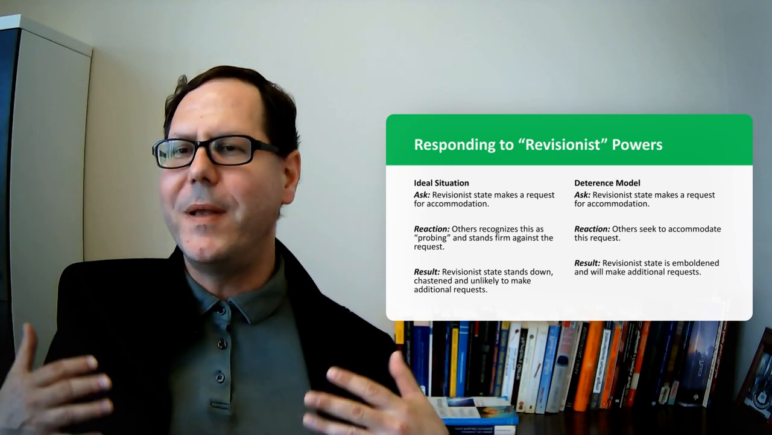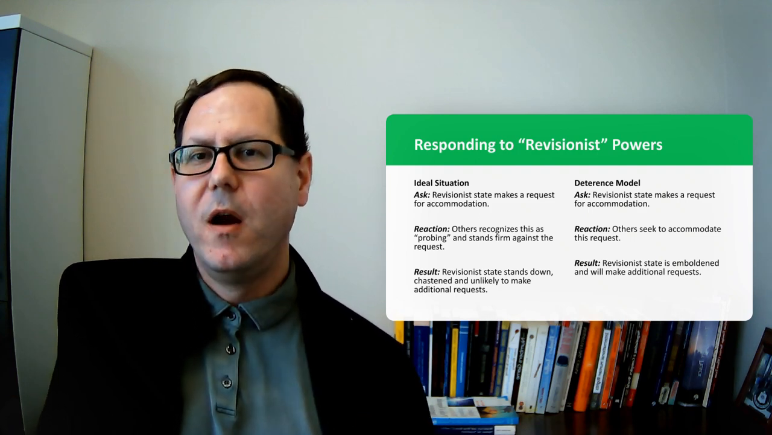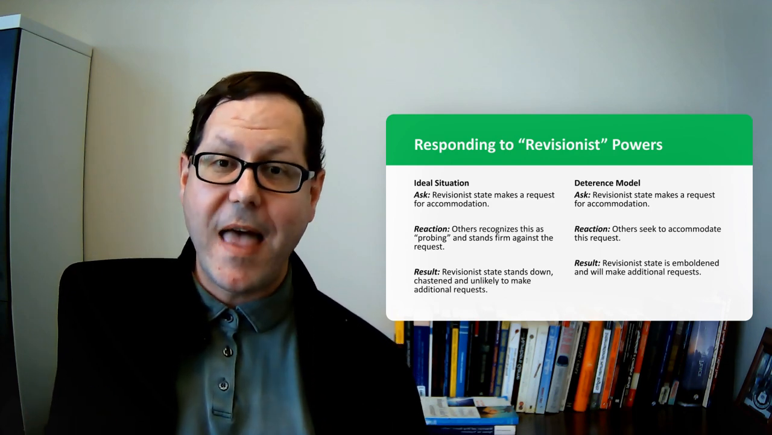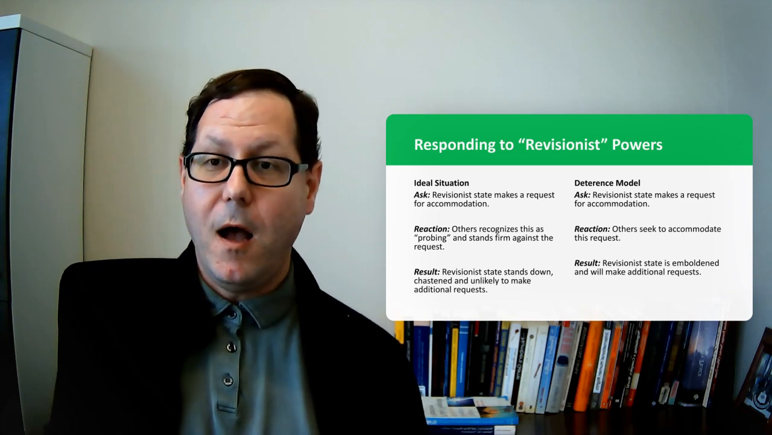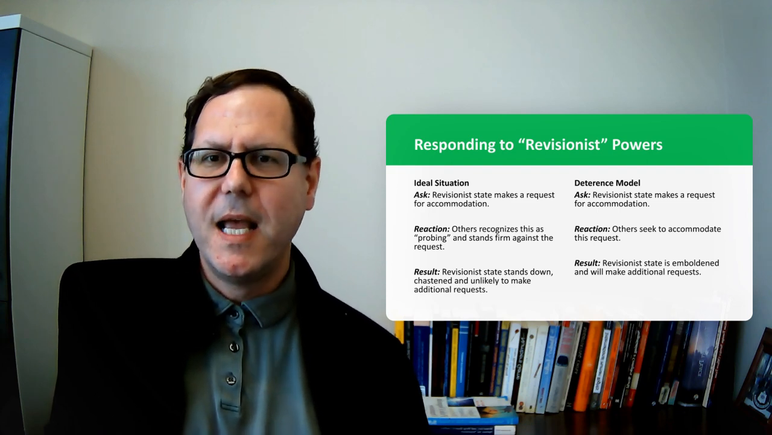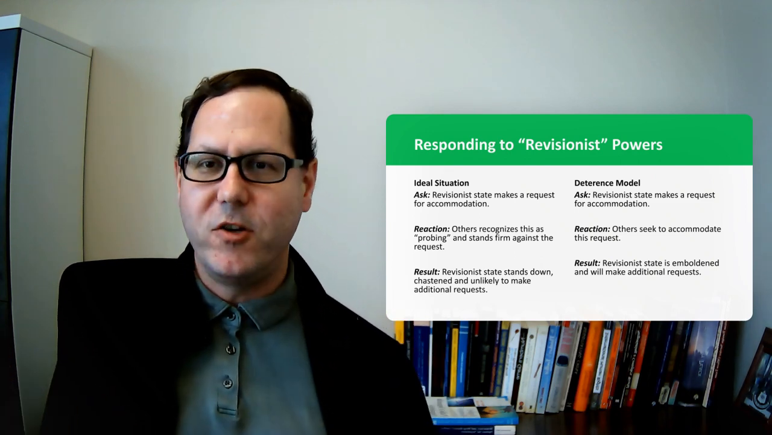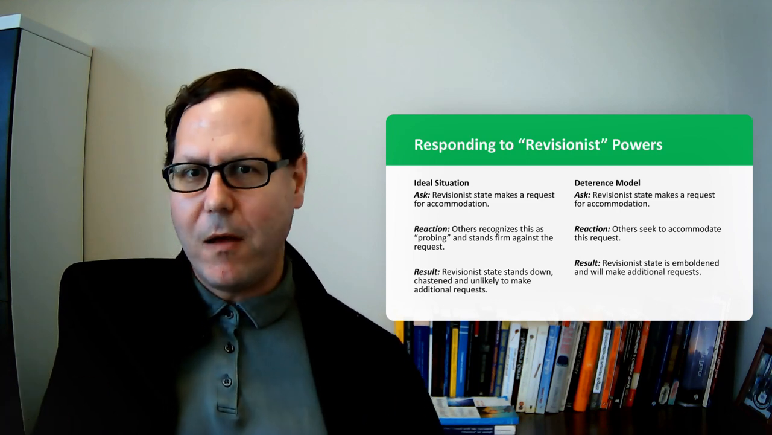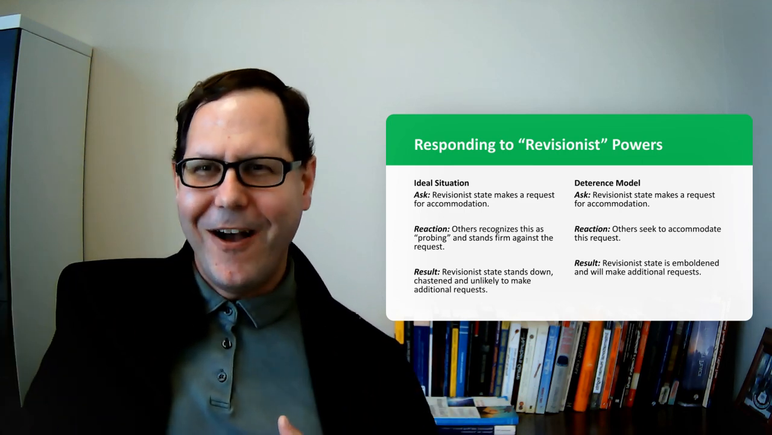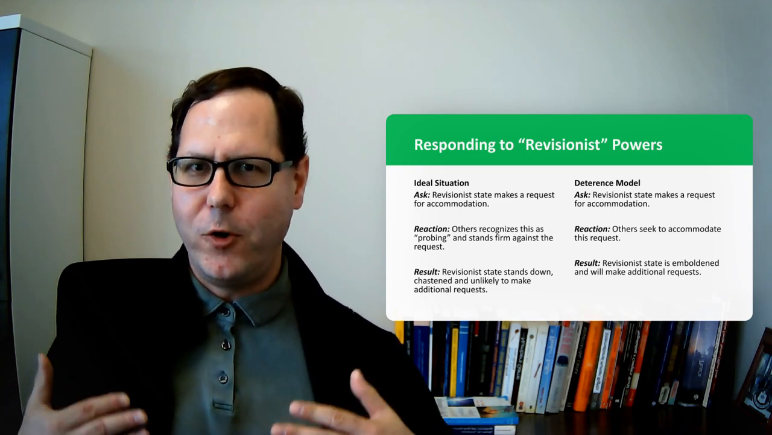The limits to his demands will just keep growing. Ideally, if you're facing down that kind of situation, the revisionist state makes a request for an accommodation. Others recognize that that request is not legitimate, that this is probing, this is testing their resolve, and they stand firm against that request or that demand. And the revisionist state realizes that if it continues pressing down this pathway, there's going to be conflict, and it backs down in the face of stern resistance. So essentially, the ideal situation is you do the exact opposite of what you do when you're dealing with a status quo state. Rather than accommodate, you stand firm.